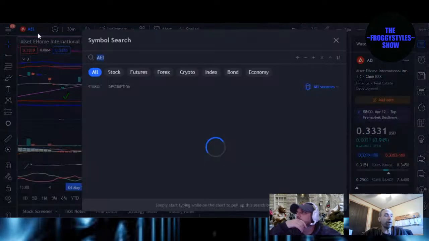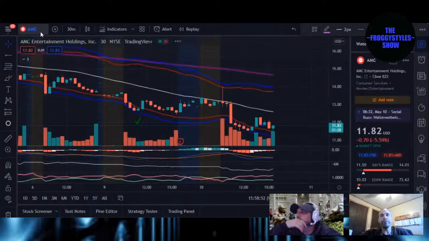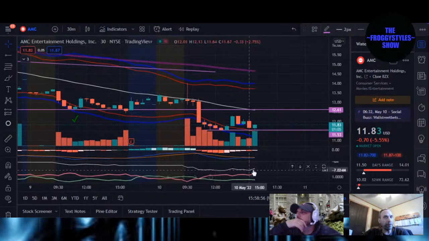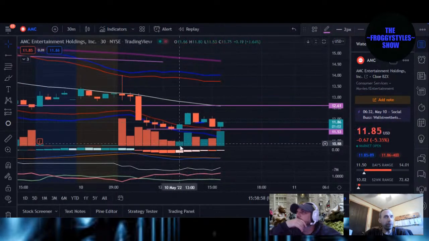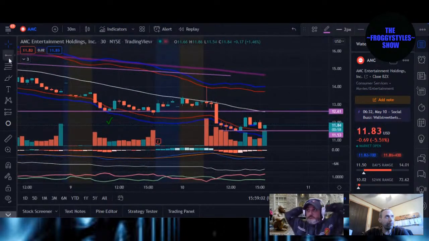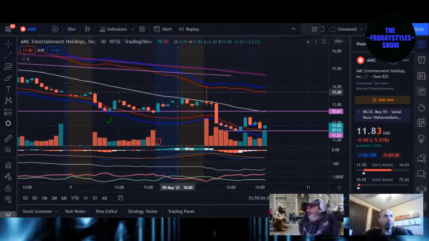So I have a feeling the whole market's going to do that tomorrow. We're not even getting that cash flow in yet. And you can see it's already about to go gold cross on 30 minutes. So it's telling us right there that AMC is going to pop out by tomorrow.